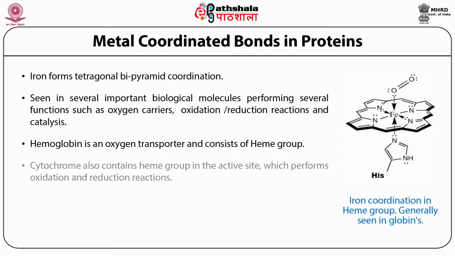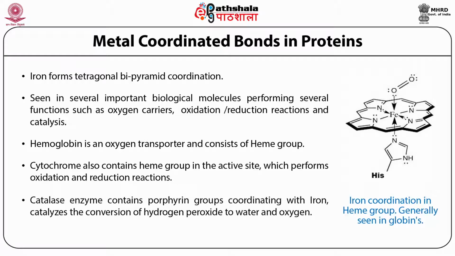We also have cytochrome kind of proteins, where a heme group is in the active site and performs oxidation and reduction reactions. You can also see examples in catalase enzymes, which contain porphyrin groups coordinating with iron, which catalyzes the conversion of hydrogen peroxide to water and oxygen.